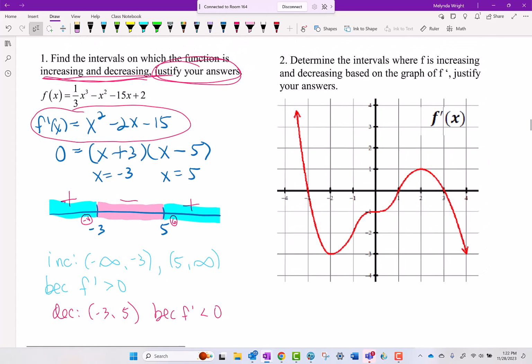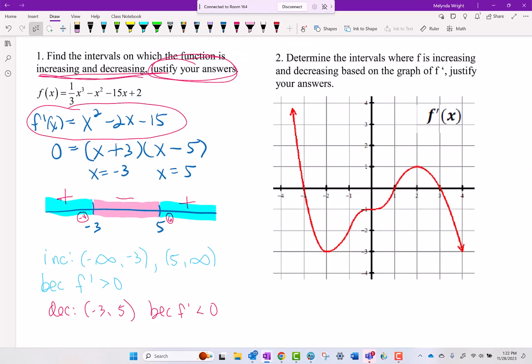Now here's something I know I've said before, I will just keep saying it because it's really so important. If you're given a graph, you have to pay attention to what kind of graph you're given. Sometimes they'll give you f, sometimes f prime, sometimes f double prime. You would read the graph differently if we have a different graph. So this one, I'm going to circle it. This is f prime. It's asking again to determine the intervals where f is increasing and decreasing based on the graph of f prime and justify.